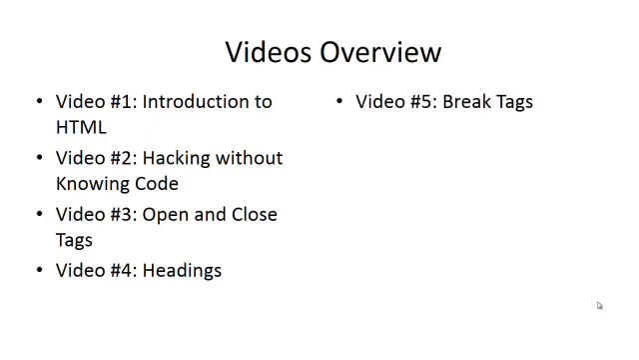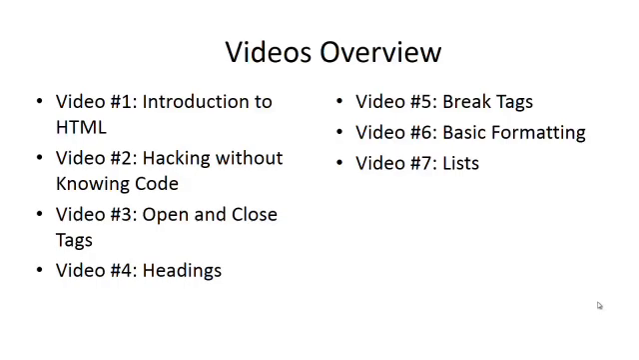Video number 5, we're going to talk about break tags. Break tags allow you to break sentences up so that you have white space in between. This is also good for creating white space between images and everything like that. Video number 6, we're going to talk about basic formatting: underlining, bolding, italicizing, things like that you are going to run into. Video number 7, we're going to talk about lists, unordered lists and ordered lists.